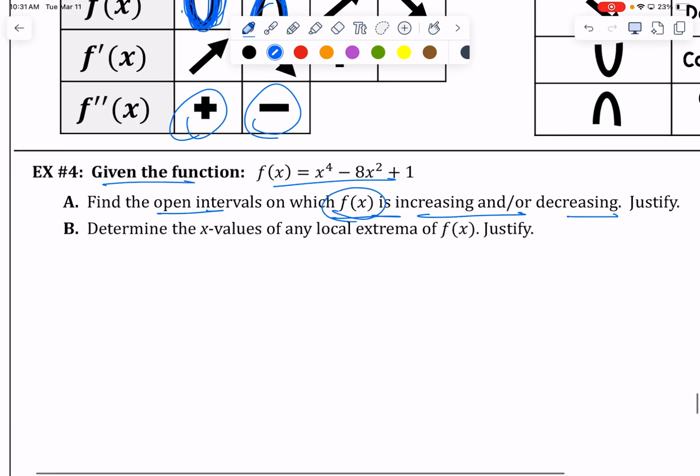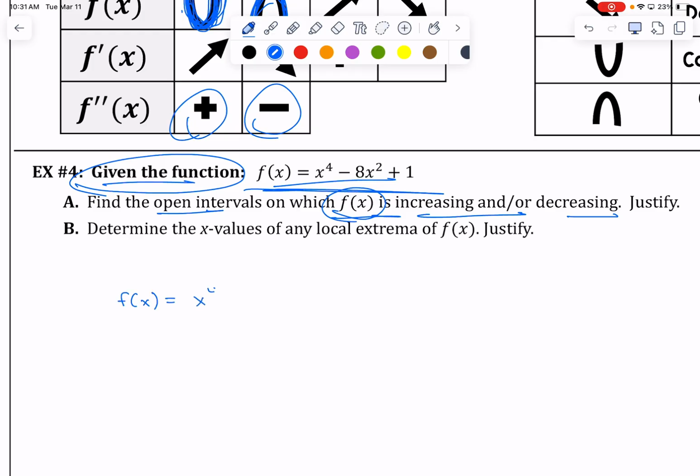All right, here we go. Given the function, f of x equals, and then I found out I did no sound on one again. And I don't know why it does that, so I'm just checking it every time now. No, I'm not redoing it.